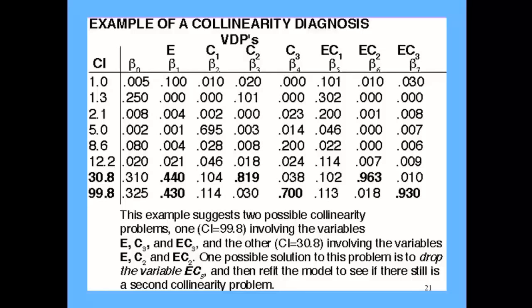Now, in the reduced model, you may find that you still have a problem. Then you'll deal with that, and then you'll keep doing it until you find no collinearity problems. So that's how you do that.